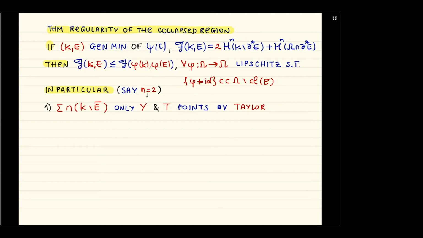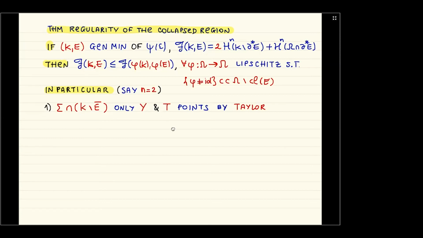For example, in the case n equal 2, you know that the collapsed region, so the part of kappa outside of the closure of E, is a minimizer of the area with respect to Lipschitz deformations. Therefore, its singular set contains only Y and T points by the theory of Almgren and Taylor I was mentioning before. So this is a huge improvement, because what we were getting before was just that the singular set has zero area. Now I'm telling you that the singular set may have finite length, but it will be locally diffeomorphic either to the cone Y or to the cone T.